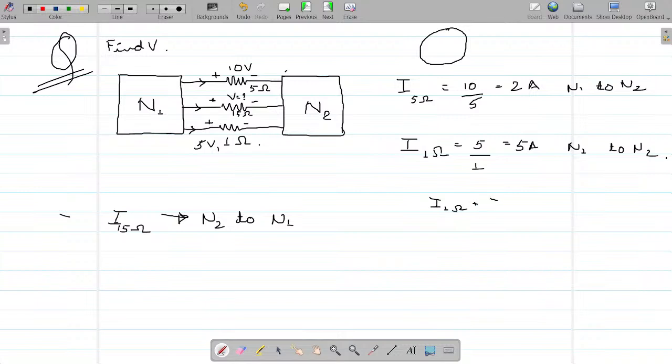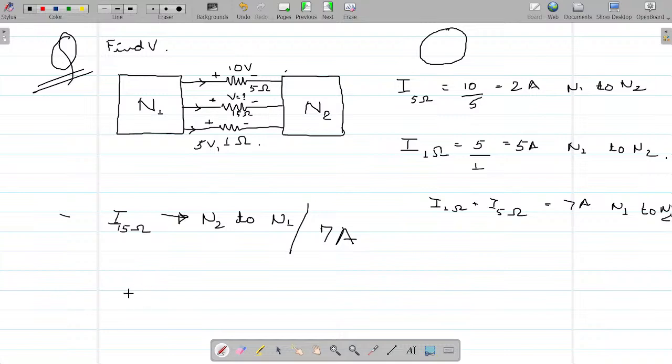I1 ohm plus I5 ohm is equal to what? 7 amperes from N1 to N2. So what should be from N2 to N1? 7 amperes should be returning, right? If 7 amperes is going from N1 to N2, 7 amperes should also be returning from N2 to N1, but there is only one branch which is returning, so the current in the 15 ohm branch would be what? Current from N2 to N1 through the 15 ohm would be 7 amperes in this direction, right?